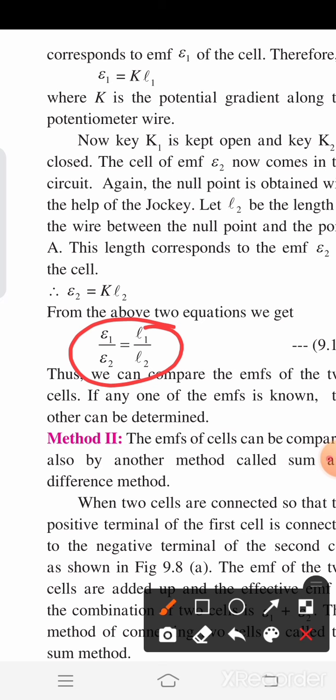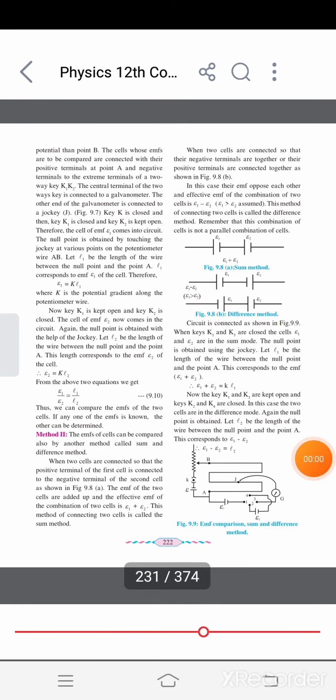Using this equation, E1 upon E2 is equal to L1 upon L2, if we know E1, then we can easily calculate E2. If we know the EMF of E2, then we can easily find the EMF of E1 using equation 9.1. That is the first method to compare the EMF.